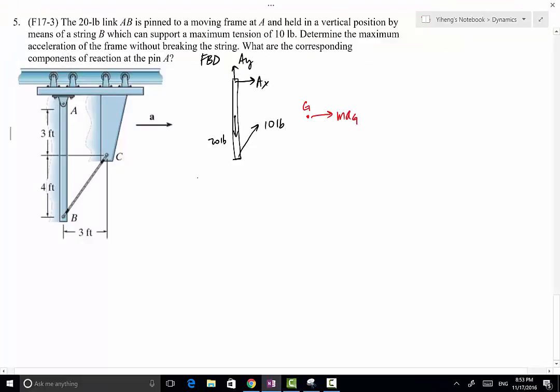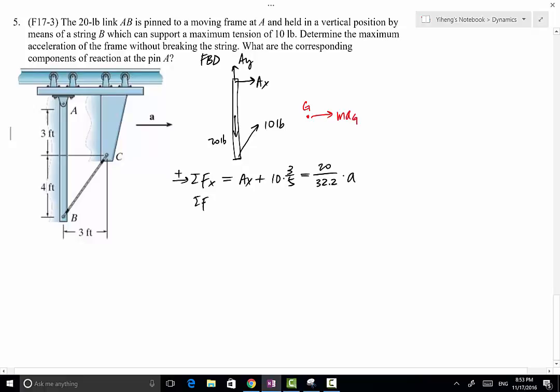So our first equation, resultant force along the x direction, equals AX plus the 10-pound force has horizontal component, which is 3/5, that is given by this 3-4-5 triangle. And that equals MAG, which is simply MA. The mass is 20 pounds divided by 32.2, that is the gravitational acceleration in the US customary unit system. So 20 over 32.2 will give you the mass in the unit of slug. And then A, that's our unknown acceleration we need to solve for.